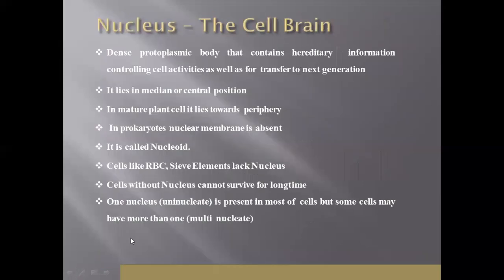Okay. So in prokaryotes, the nuclear membrane is absent. Nucleus has the membrane, right? Whereas prokaryotes don't have a nuclear membrane. In prokaryotes, the nucleus is known as the nucleoid.